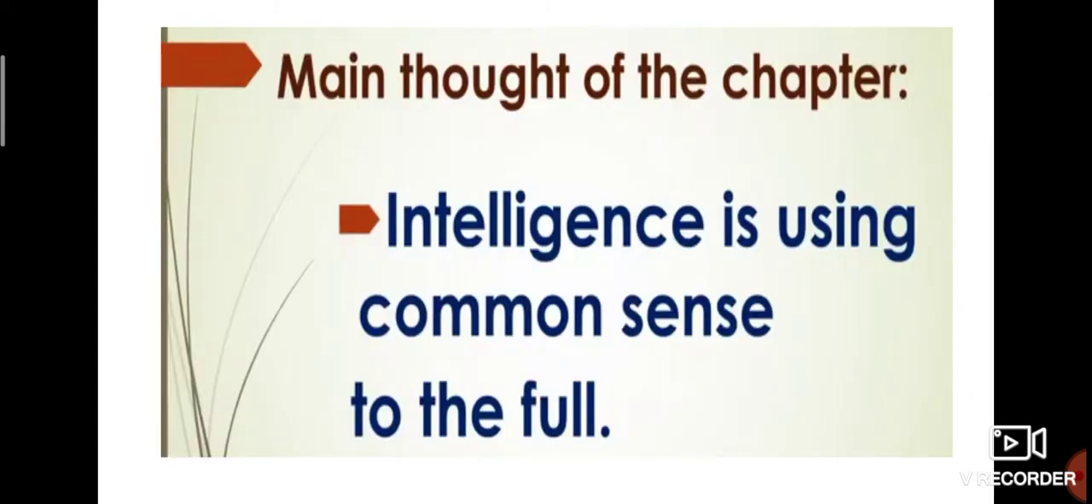Now, what's the main thought of the chapter? It is using intelligence and common sense to the full, as it has been used by the main character William Morris. By using his intelligence, he saved Mr. Rayner from a big loss of the antique jewelry that was his loved one.